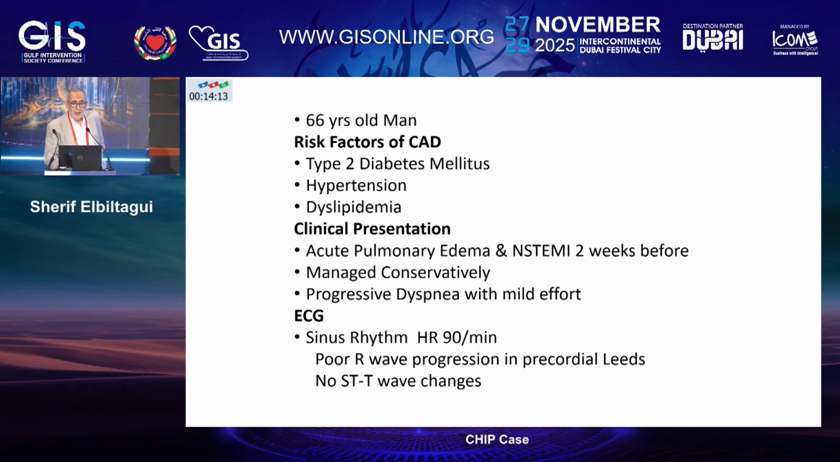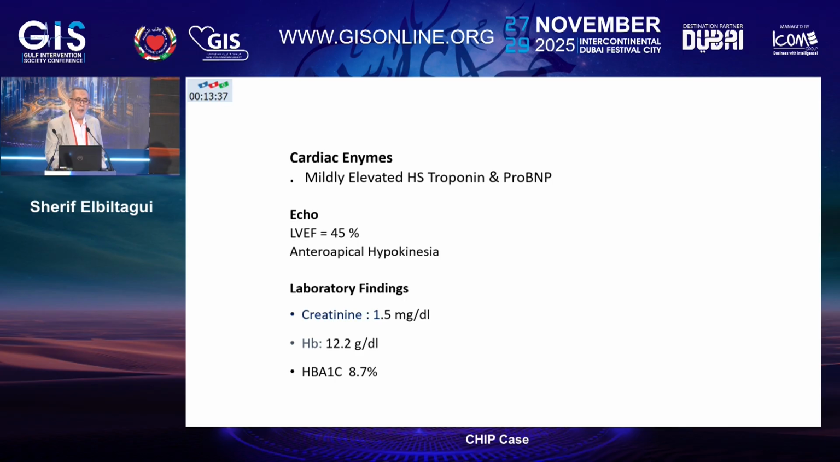case. It's a 66-year-old man, diabetic, hypertensive, dyslipidemic, who presented in another hospital with acute pulmonary edema and non-STEMI 2 weeks ago, managed there conservatively, and then he presented to us with progressive dyspnea with mild effort at home. He's in sinus rhythm with a poor R wave progression in the precordial leads without any ST deviations.